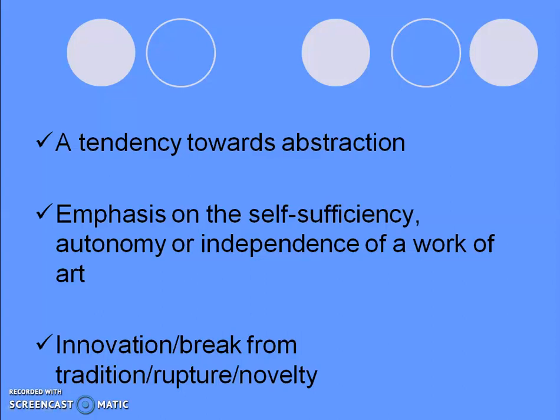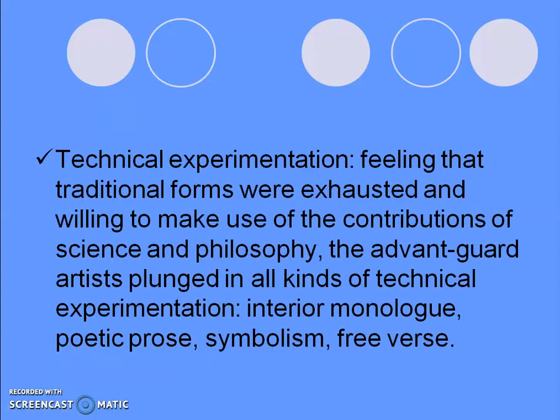Writers wanted to experiment, so it was a question of innovation, a breaking from tradition, rupture, and novelty. They believed that the previous traditional forms of art were exhausted, so they were for art's sake, and no concessions were made to the reader. So, technical experimentation, as I said before, had to do with the belief that traditional forms were exhausted, so they were willing to make use of the contributions of science and philosophy.